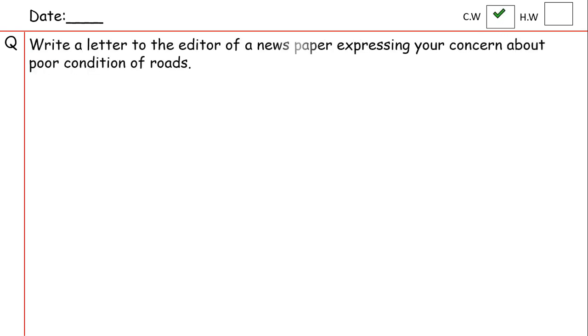Now on the next page, you have to write a date, tick the CW box, and let's write the first question for our formal letter, that is write a letter to the editor of a newspaper expressing your concern about poor condition of roads. Are you agreed that there are really poor condition of roads in Karachi? A person can't properly drive on those. Agreed now? So that's why we are going to write a letter to the editor of a newspaper first.